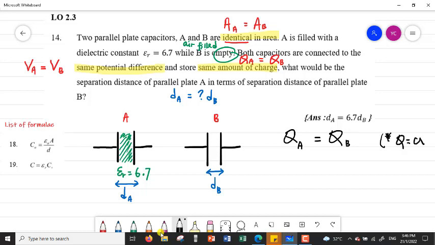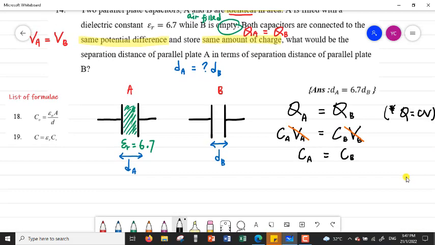So we have Q equal to CV. Q for capacitor A will be the capacitance of capacitor A multiplied by the voltage across capacitor A. QB will be the capacitance of B multiplied by the voltage across capacitor B. Since the question says they are both connected to the same potential difference, this value can be cancelled. So we have CA equal to CB.